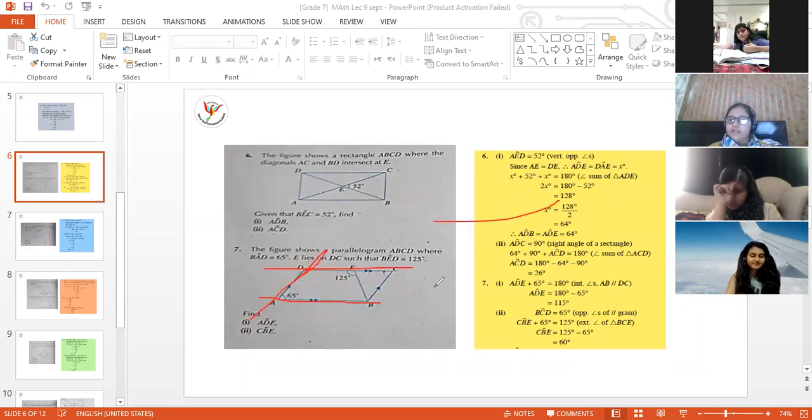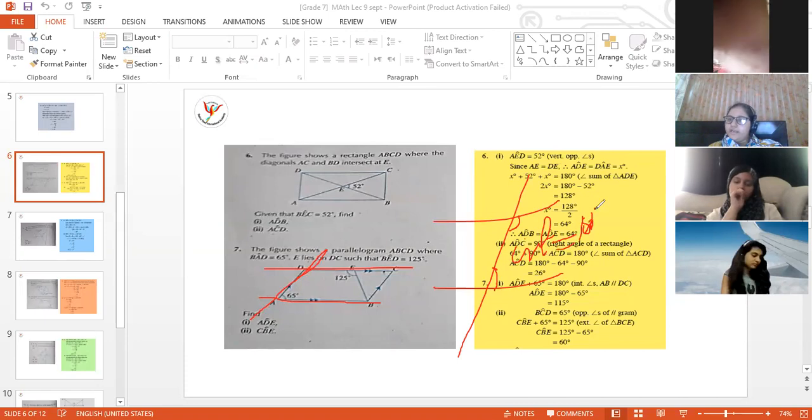We know that if a transversal is cutting parallel lines, the angles on the same side are interior angles, and the sum of interior angles is equal to 180 degrees. Yes, Myla? If we had to find ADF, for example, this line would be F, then this angle and this angle would be alternate angles, simply 65 degrees.